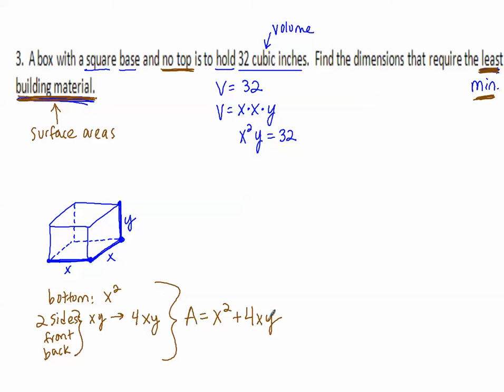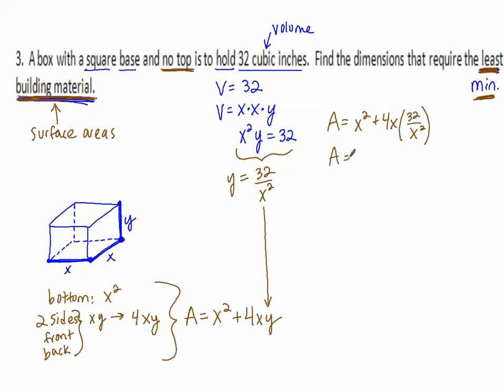Now again, x's and y's mixed up, I don't want them mixed up. So let's use this to help us. We can solve for y because it's easier: 32 over x squared. Plug that into area. So let's rewrite our area in terms of just x: x squared plus 4 times x times 32 over x squared. And we know that we're trying to find the derivative to optimize. So let's simplify this so that the derivative is easier.